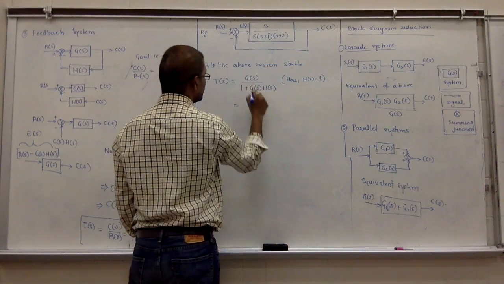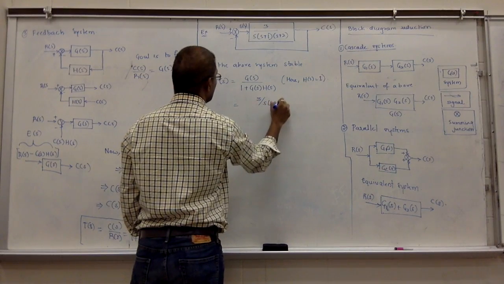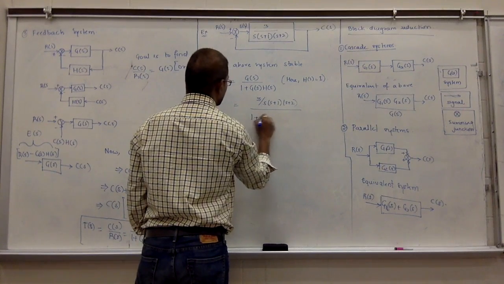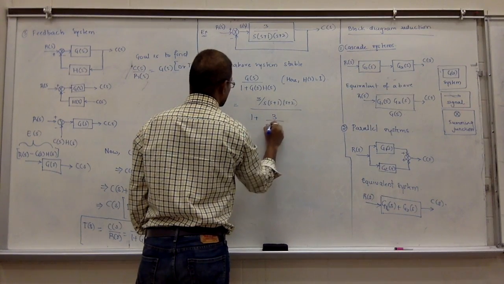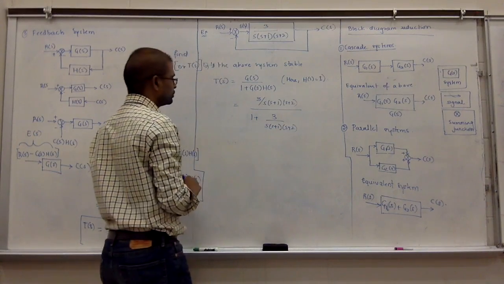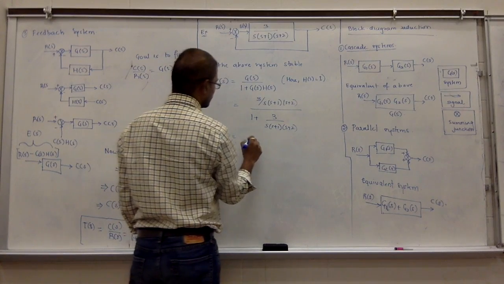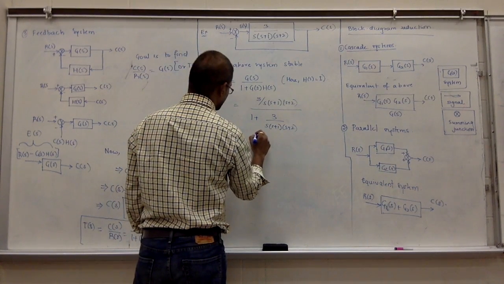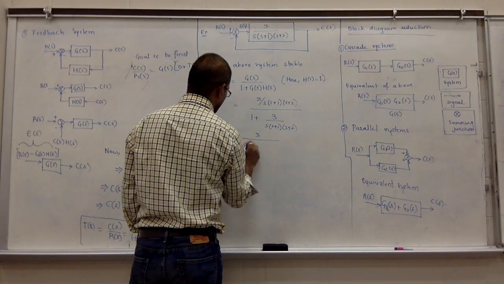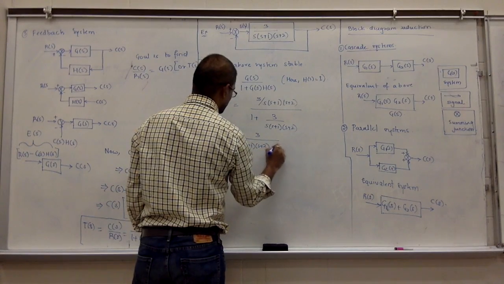So you can say this is a unity feedback system. Now what I do is 3 divided by S into S plus 1 divided by S plus 2, divided by 1 plus 3 over S into S plus 1, S plus 2. If you simplify, you're going to get 3 divided by S into S plus 1, S plus 2, plus 2.